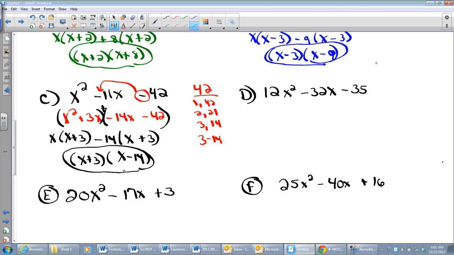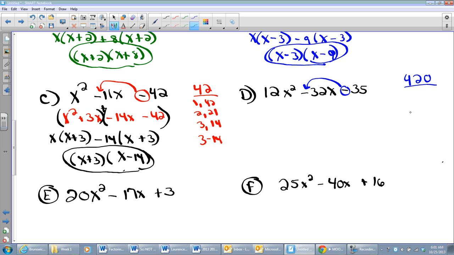Well, let's see here. If I triple 35, I get 105. If I double that, I get 210, 420. I believe that the product is going to be 420. Okay, yeah, 420. So I'm going to need two factors of 420 that subtract to get negative 32.